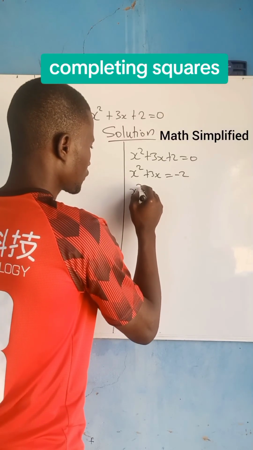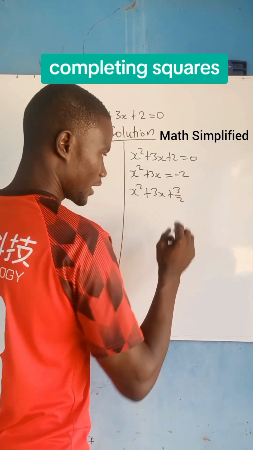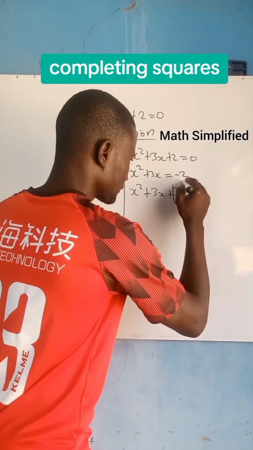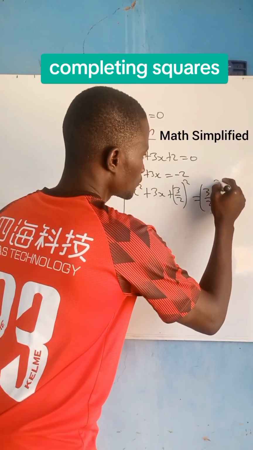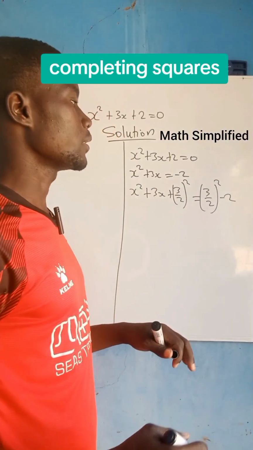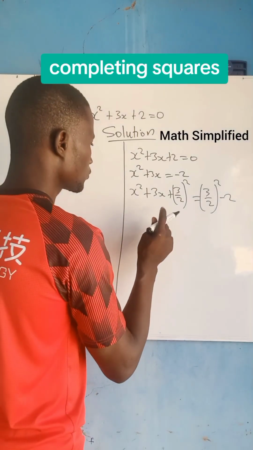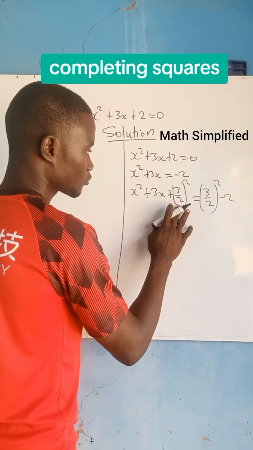So I have x squared plus 3x plus (3 divided by 2), and 3 divided by 2 gives us half of 3, isn't it? Squared, equal to (3 over 2) squared minus 2 this way. So we have added it to both sides of the equation. The next step is to factorize this one: x squared plus 3x plus (3 over 2) squared.